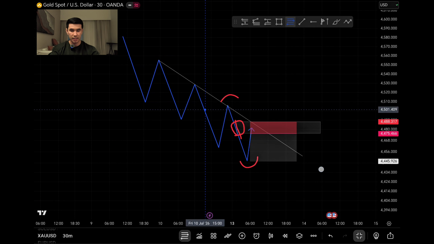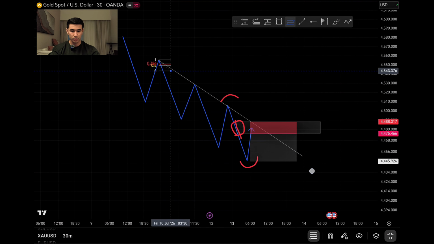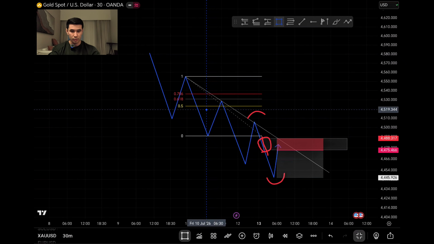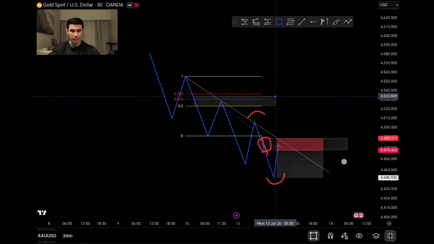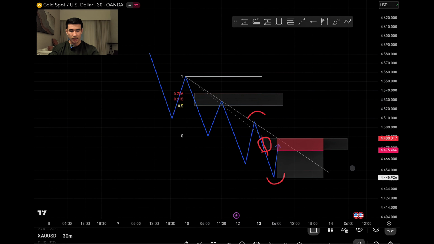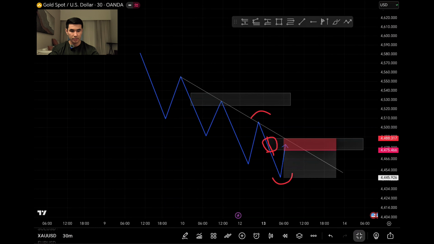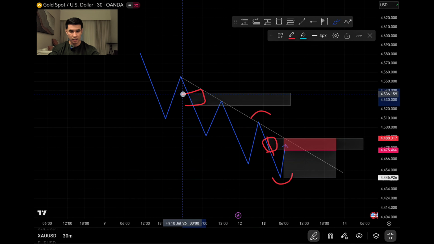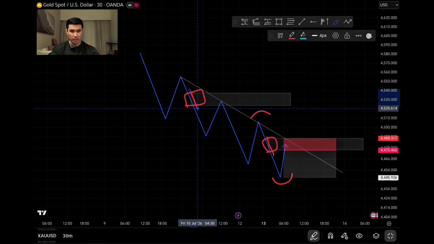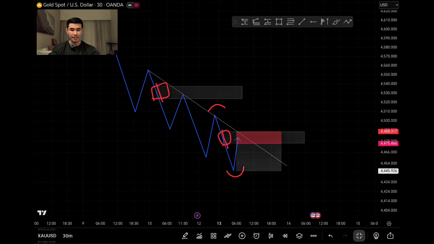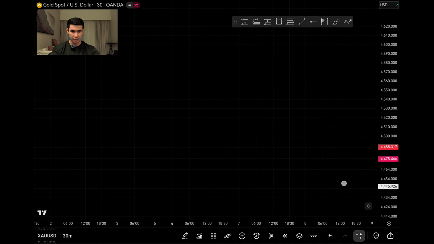It happens even here also. If it comes to exactly the golden zone of the Fibonacci, you just mark it up, and 100% there will be some kind of order block right here inside of this Fibonacci golden zone. So this is the sell example.